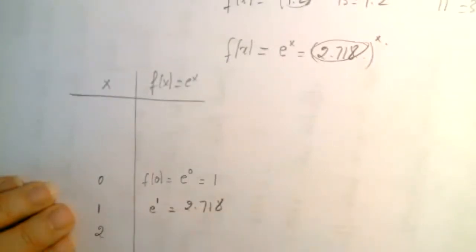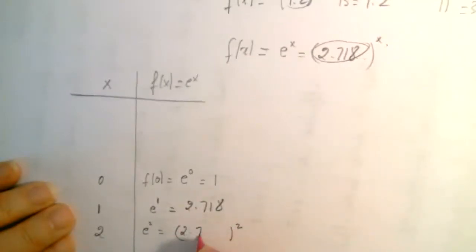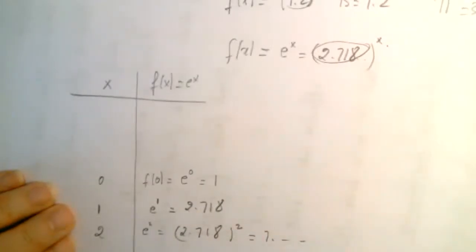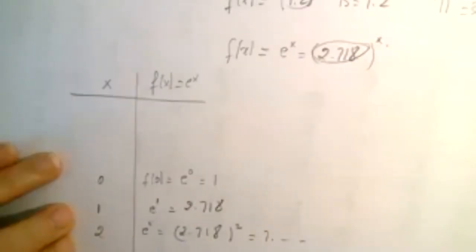2. What's e to the 2? It means basically you're taking this number and squaring it. Now 2.7, and you square it, of course you pick up your calculator to do that, you're going to get 7 point something. So it's just a number I don't want you to be afraid of.